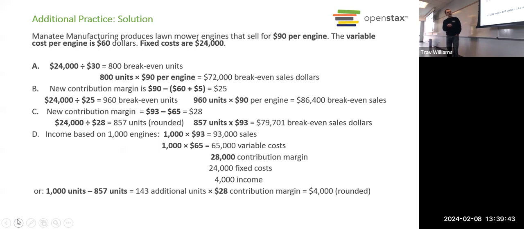So 1,000 units sold at $93 gives us our total sales volume. 1,000 units times our variable cost per unit gives us our total variable costs. Subtract that to get the contribution margin, subtract the fixed costs to get the income. Or another way, if we know that we need 857 to break even and we sell 1,000 units, we're selling 143 extra units, right? Or 142, depending on how you rounded. And then you would just multiply that by the contribution margin per unit to get your profit.